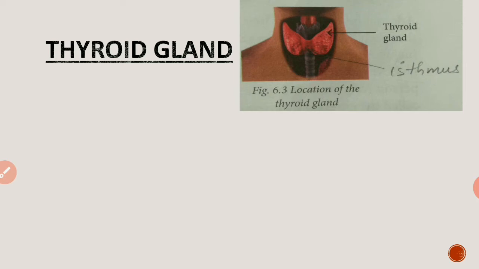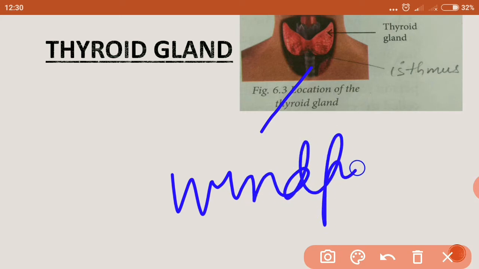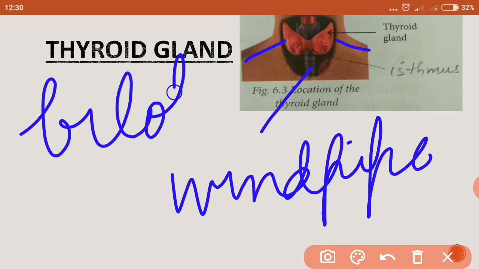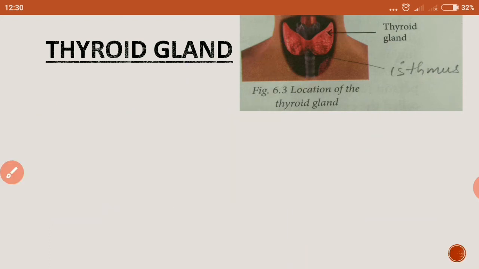Thyroid gland is located on either side of the windpipe. This is the windpipe. What is the windpipe? Trachea. And on both of its sides, as you can see in this picture, the thyroid gland is located. It is a bilobed gland. What do you mean by bilobed? Bi means two. It has two lobes. One, two. And it looks like a butterfly, isn't it?